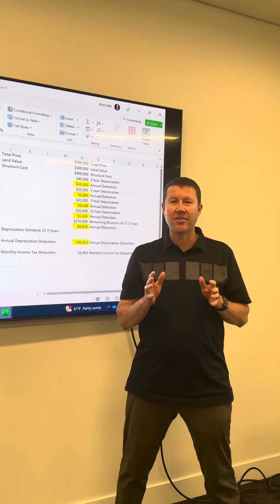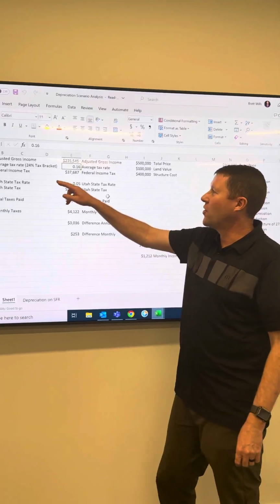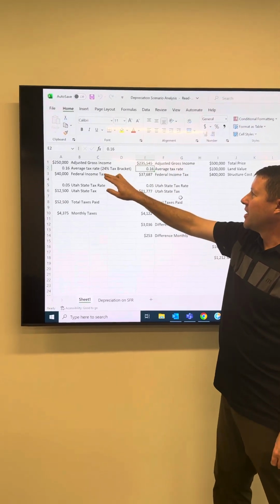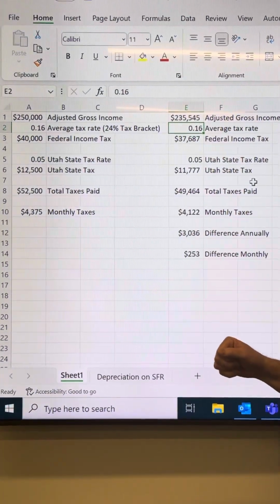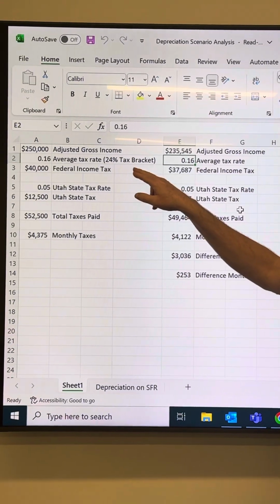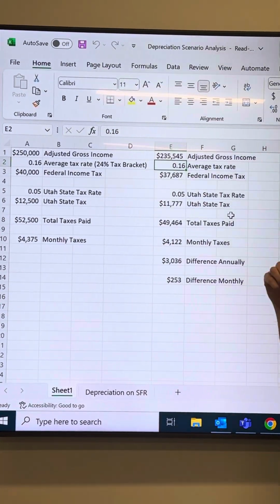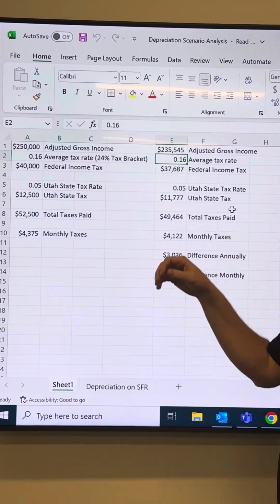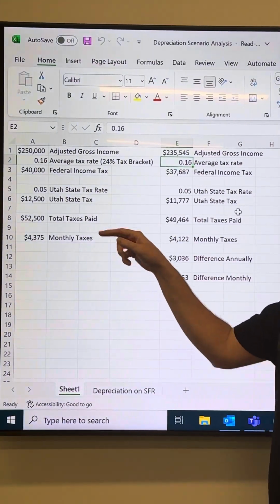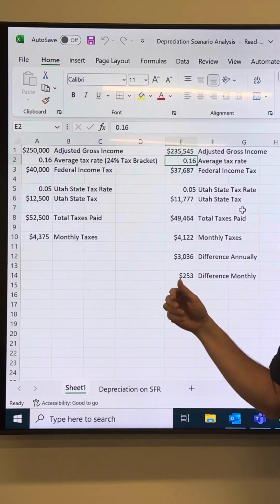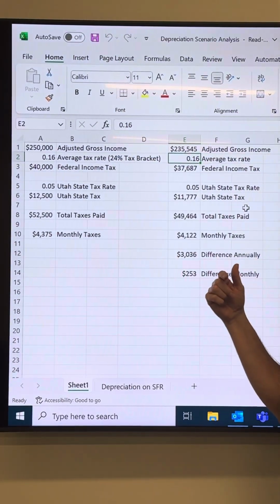So let's go after depreciation. To start that, I'm just going to show an example of where I'm starting. I've used a household income of $250,000. At that, for married filing jointly, you would actually be at a 24% federal tax bracket, but you don't pay 24% on that total amount. It's tiered up on a marginal rate, and so on average, it's going to be roughly about 16% of your total income that you would have paid in federal income tax, or $40,000 on your $250,000.